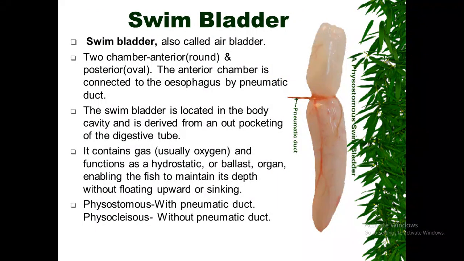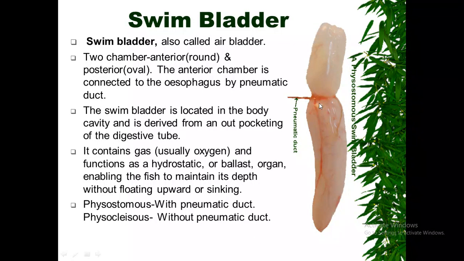Swim bladder. Swim bladder is also called air bladder. It has two chambers. The anterior chamber is round shaped, and this is the posterior chamber, which is oval shaped. The anterior chamber is connected to the esophagus by pneumatic duct. So there is one special duct that is called pneumatic duct. This pneumatic duct is attached with the esophagus.